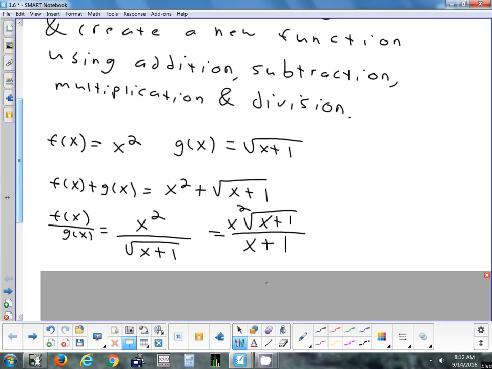Now, we have to be careful with the domain and range. Let's just take a look at this for a second. What numbers are you allowed to take the square root of and get a real answer, not imaginary? Just positives and one more: 0. So you can take the square root of anything that's not negative, which is 0 and up. That would be the domain of g of x.